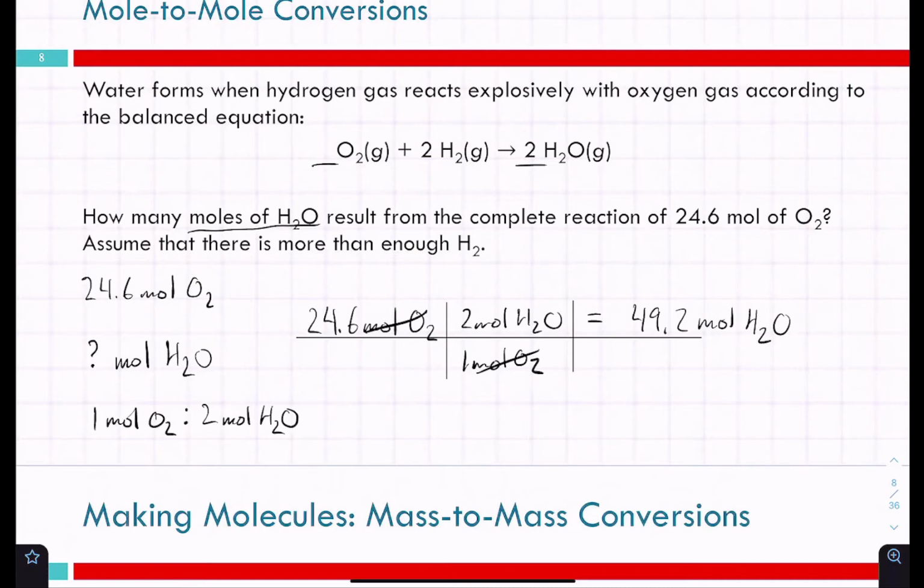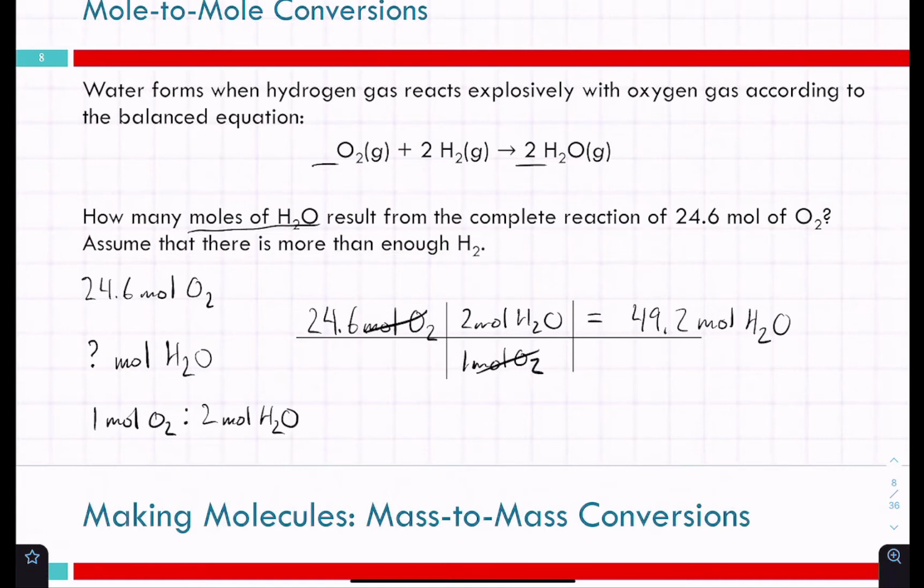So figure out what you have, figure out what you need to find, then find the ratio between those two things in your balanced chemical reaction or chemical equation. Okay, so this is going to be the core of basically everything we do with stoichiometry. It's going from moles to moles.